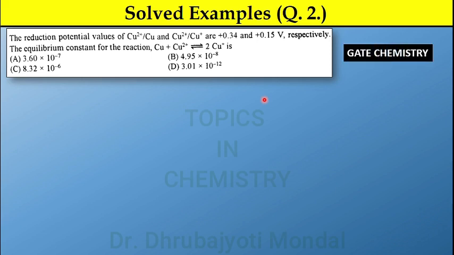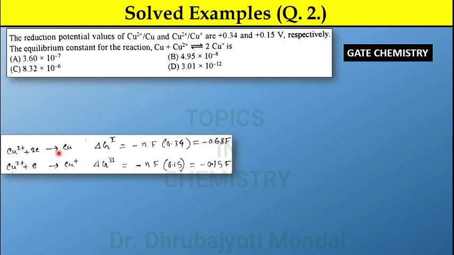So this is another problem from GATE chemistry. Now see here, the copper 2 plus copper reduction potential is plus 0.34 volt. So here you can see copper 2 plus 2 electron converts to copper. Now if you find the delta G value for that reaction, that is delta G1 is equal to minus NFE. Okay, so now you can see the E value is equal to 0.34. So minus NF into 0.34 will give you minus 0.68 F. So that is the value of delta G1.